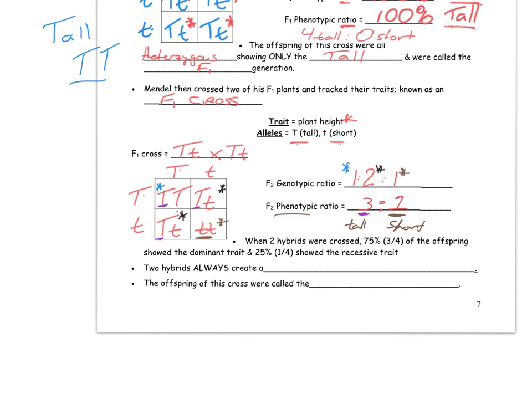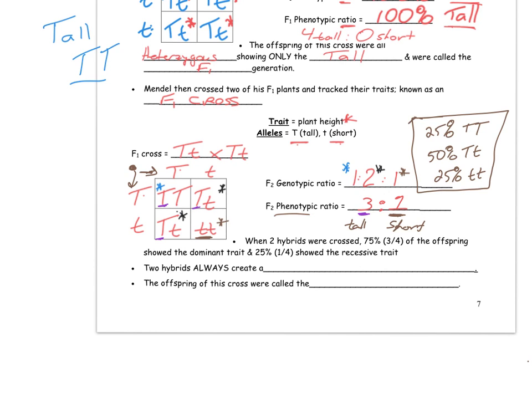And what are the percentages then? Please think about it. Your percentages are going to be 25%, one out of four, big T, big T. You have 50% heterozygous, so that's big T, little T. And then you have another 25% little t, little t, which is homozygous recessive. Those are your only possibilities in a dominant and recessive situation. If you're crossing two heterozygotes, then you're talking about these ratios: a 1 to 2 to 1, and these percentages.